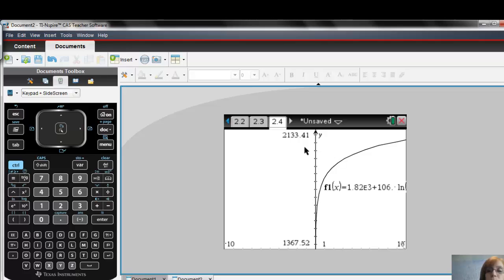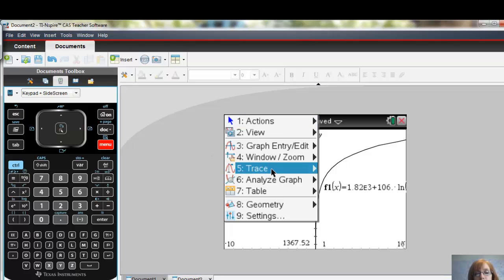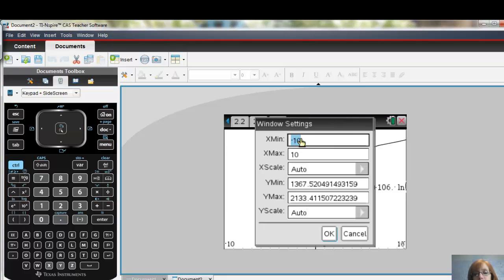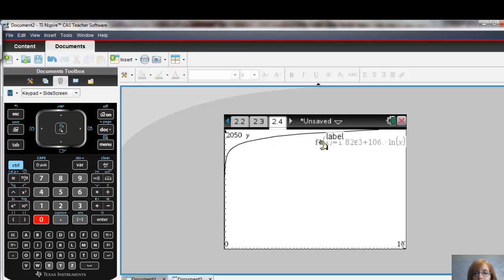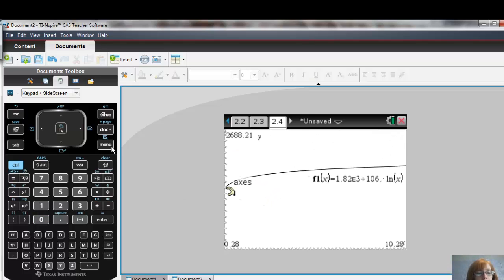Well, let's do this a little bit differently. This graph right now is only going up to 2,000. Let's get it to go up a little bit higher. So if I go menu, window zoom, and I go to window settings, and I really just want 0 for my minimum, maximum. Let's make this 10, and let's make this go up to 2050. All right, so there's my graph, and at this point I'm just going to drag it down a little bit. You could do the same.